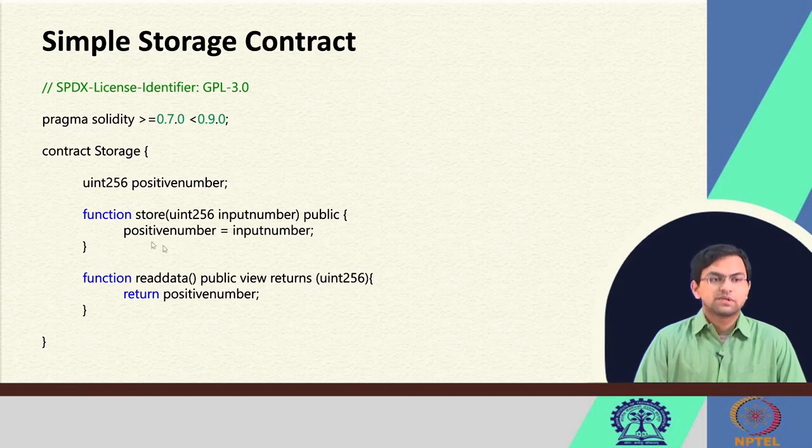So, this is for storing the input given by users, and then the next function is for retrieving the same input. Okay. So, we have a read data function, which is also set as public, and it does not take any argument as input. Then we have another keyword which is called view. View means a function which does not write any data to the ledger. It is only querying the data.